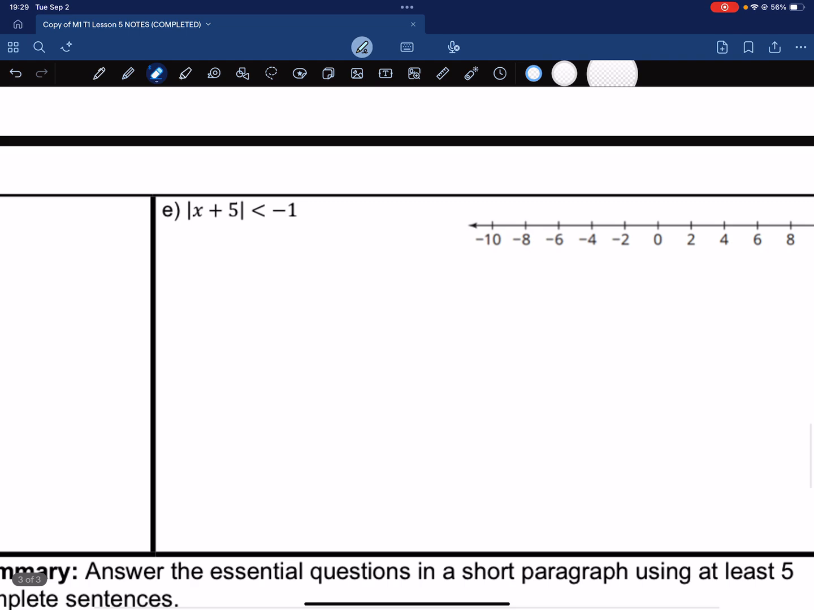So, the last one. We have the absolute value of x plus 5 is less than -1. So this is the exact opposite of what we just did. Since it's the exact opposite, what that means is that there is no solution. Why is there no solution? Because anything that comes out of that absolute value or anything that absolute value produces is going to be a positive number, which means it will never be less than -1. So that's what I'm going to write.